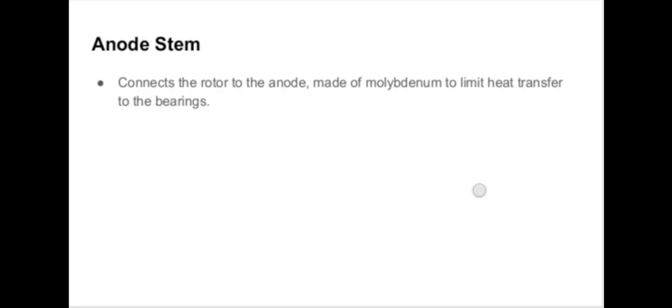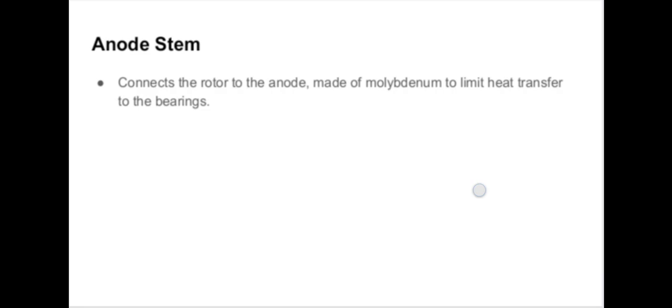The anode assembly will be rotating with the help of some bearings, and the stem is made up of molybdenum, which has a high melting point, that is 2620 degrees Celsius, and poor heat conduction. The molybdenum stem prevents the flow of heat from the tungsten to the bearings of the anode assembly due to its smaller cross section. Thus, the bearings are protected from the heat which may cause them to expand and bind.